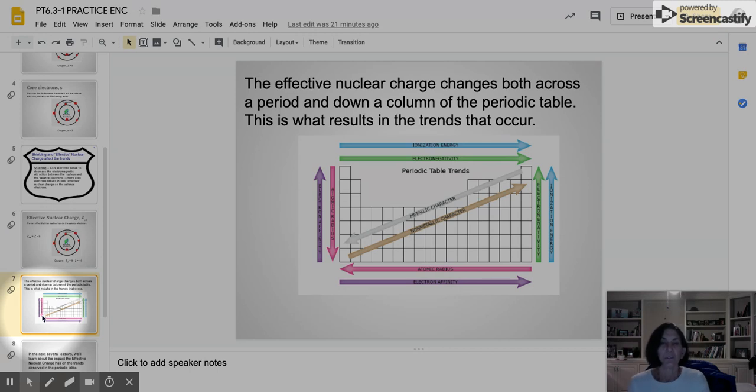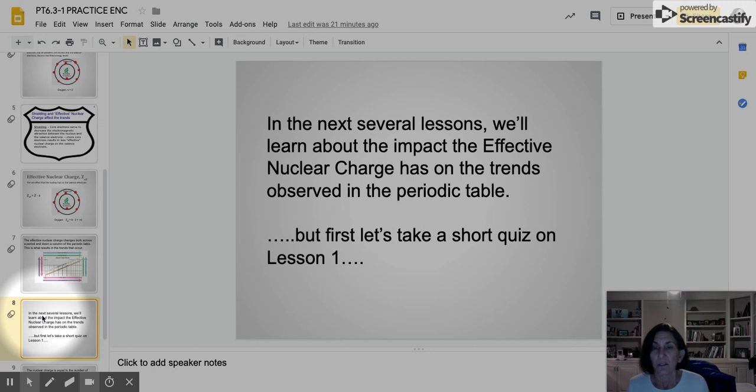So the effective nuclear charge is what's going to determine the trends in the periodic table. We cannot look at simply any one factor. You cannot look at just the radius of an atom or just the nuclear charge of an atom. You have to look at the effect of both of these things. So in the next several lessons, we'll be learning about the impact that the effective nuclear charge has on the trends observed in the periodic table.